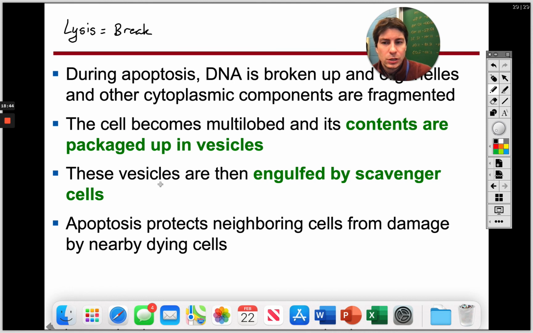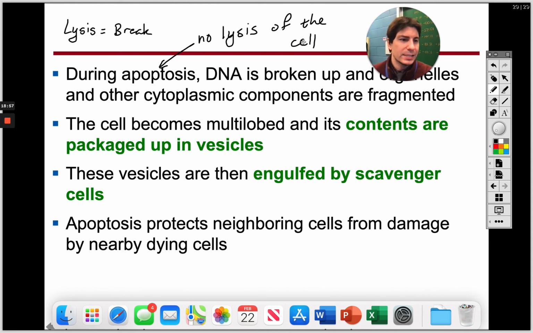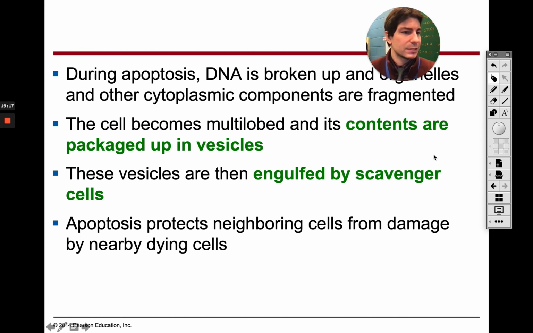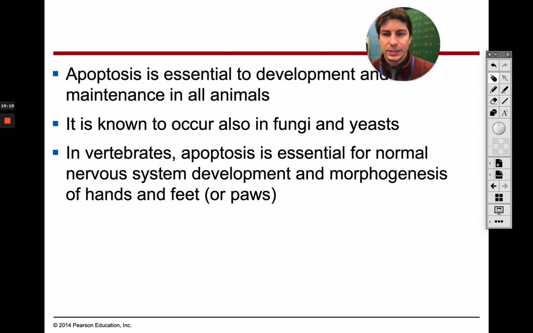So in apoptosis here, we do not want lysis of the cell. There's no lysis of the cell in apoptosis. Why is there no lysis? Well, if we explode this cell, like a little small explosion, it can damage cells that are nearby, and we don't want that. So we don't want lysis. Instead, we fragment the cell into small pieces and package it into vesicles, and that is best for the cell that is dying and all the other neighboring cells.